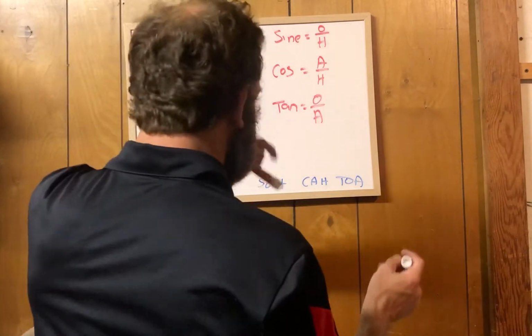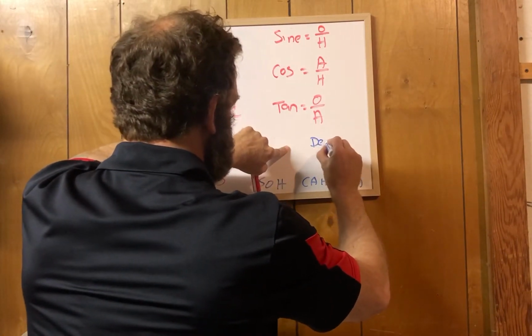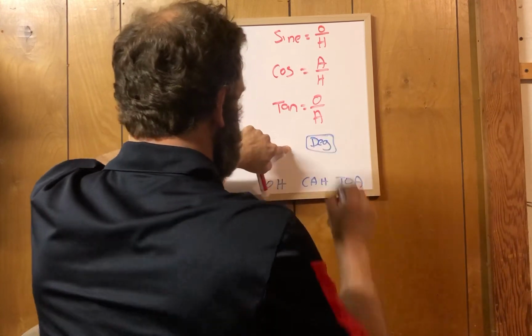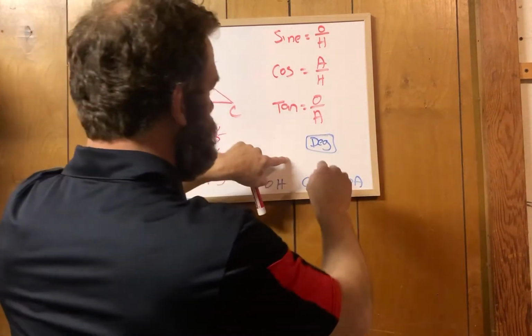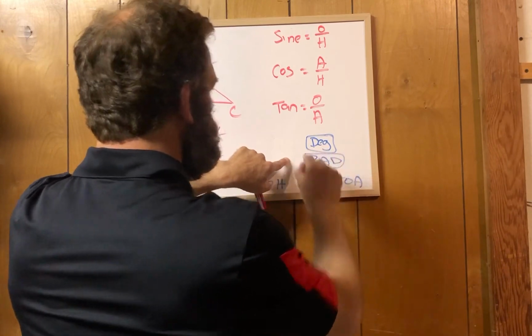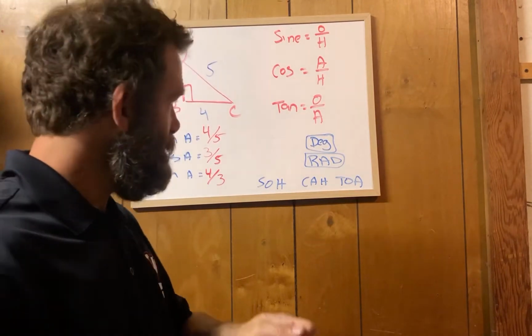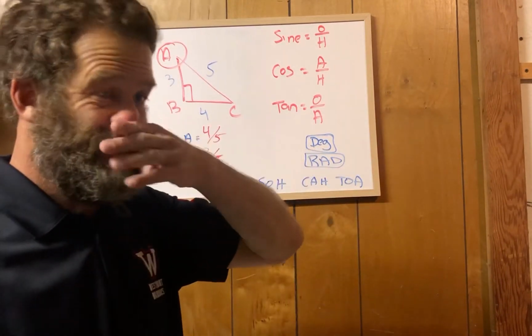But what your calculator has to have, your screen has to say degrees. It cannot, on your screen, say radians. Now, most of you guys don't even know what I'm talking about, which for Math 2, you've never been introduced to what a radian is.